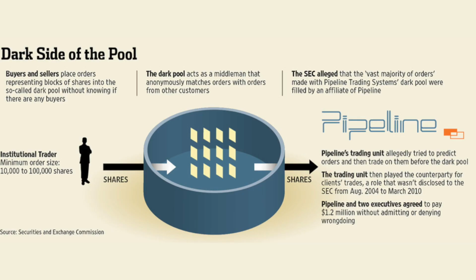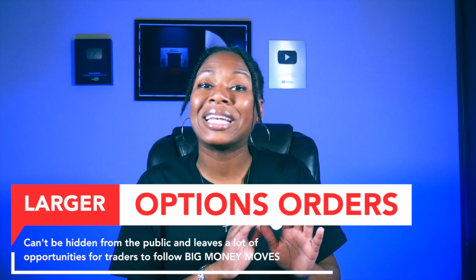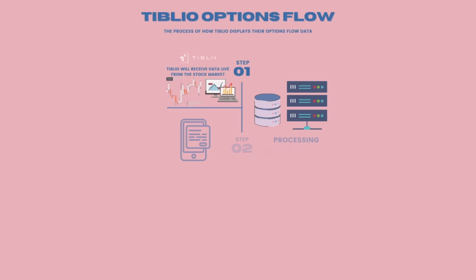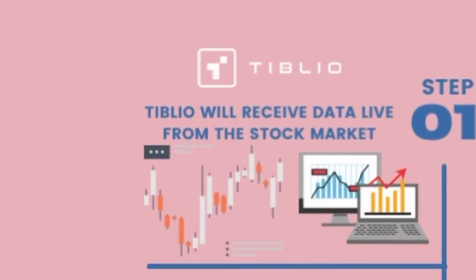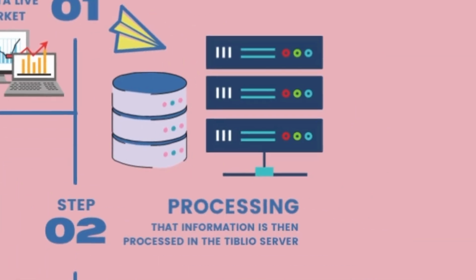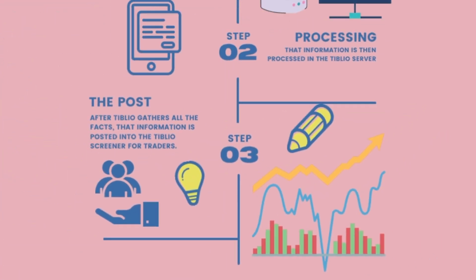And when you only use stock option volume for trading options, that can lead to a lot of false trading signals. And if any of you have heard of or traded in dark pools, basically a dark pool is large orders on stock trades that are hidden from the public, so people like you and me, in private exchanges. So that's what dark pools are. But large option orders cannot be hidden in dark pools, which is why it's the options for me. And so here's the process. Tiblio is going to receive data live from the stock market, so there's no 15-minute delay. And then that information is processed and posted to Tiblio automatically.